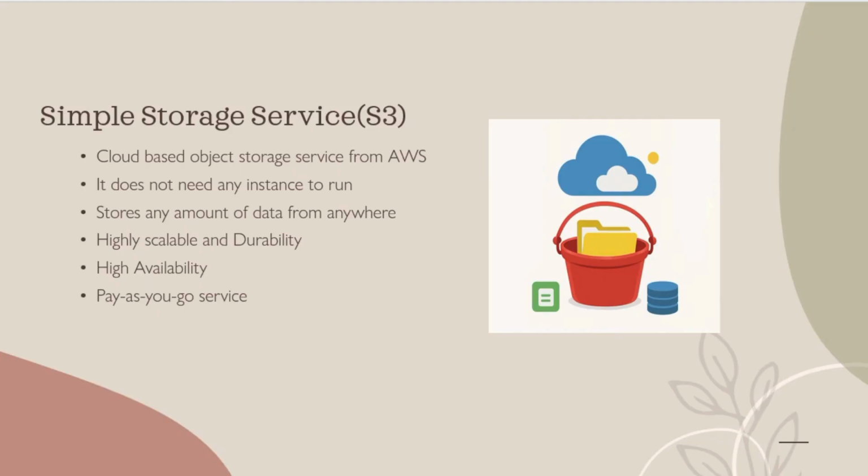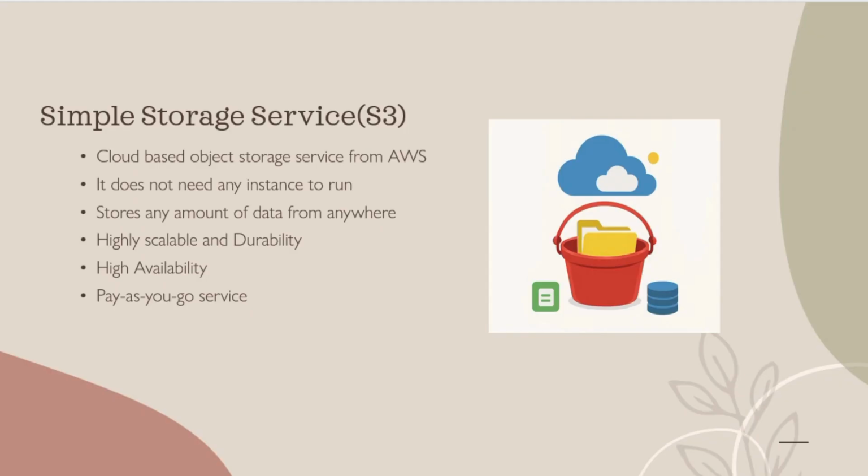In S3, we don't need to launch any EC2 instance. But if we take EBS, EFS or FSx, we need to launch an EC2 instance. The S3 service is very easy to use because we don't need to manage the RAM, CPU or even the operating system, and everything is managed by AWS.